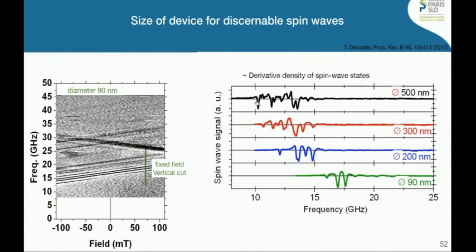If I do it for a very big device, this structure is very agitated, and it's very difficult to say what the spin wave frequencies are. But if you reduce the dimensions of the nanopillar, you increase the confinement so the modes separate from each other. And if you're using devices that are small enough, the spin waves are really separated enough so that you can look at them individually. So the optimal device size is typically below 100 nanometers.